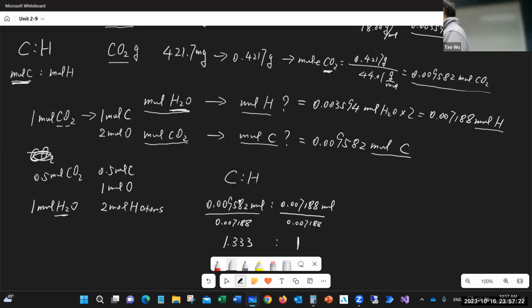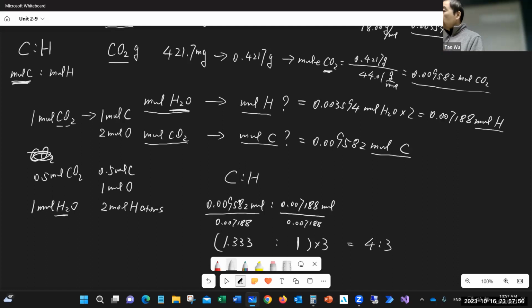Then what do we do? Do you remember the rule? If you have 0.5, you times 2 for the whole ratio, right? If you have 0.25 or 0.75, you times 4. And if you have 0.333, you times 3, right? Because 0.333 is generally 1/3, and 1/3 times 3 is 1. So you take this ratio and times 3, and this is going to be equal to 4 over 3.